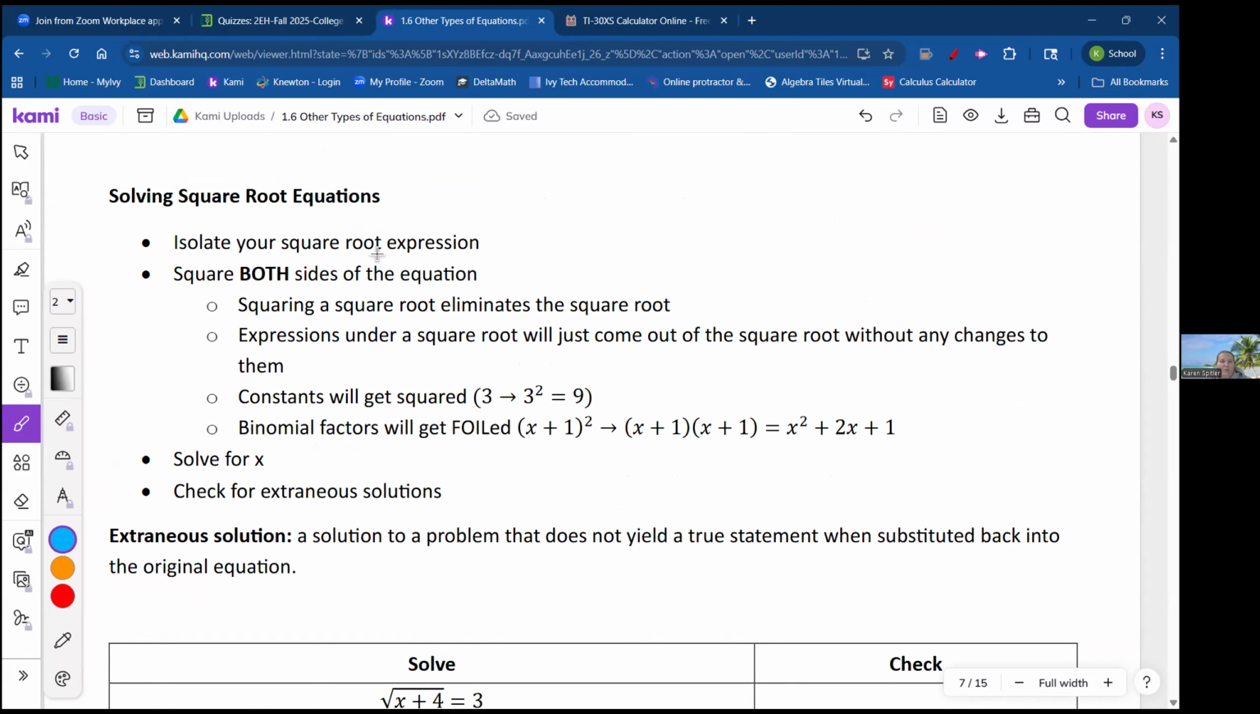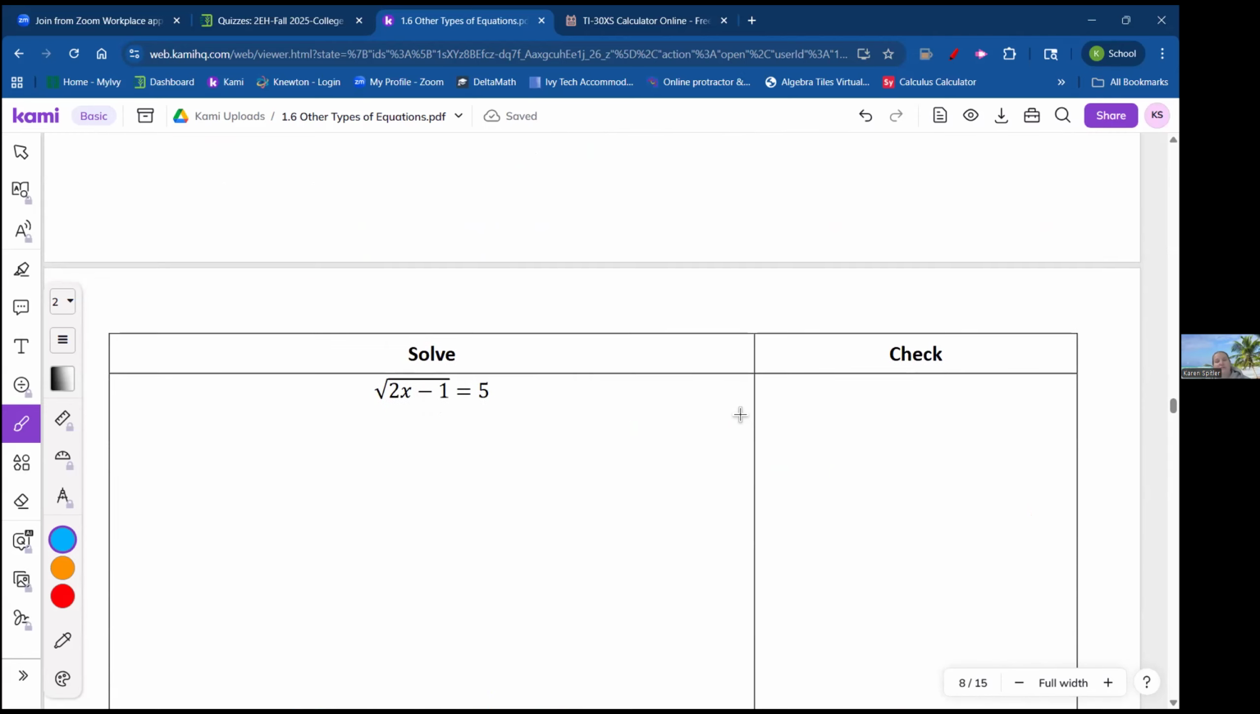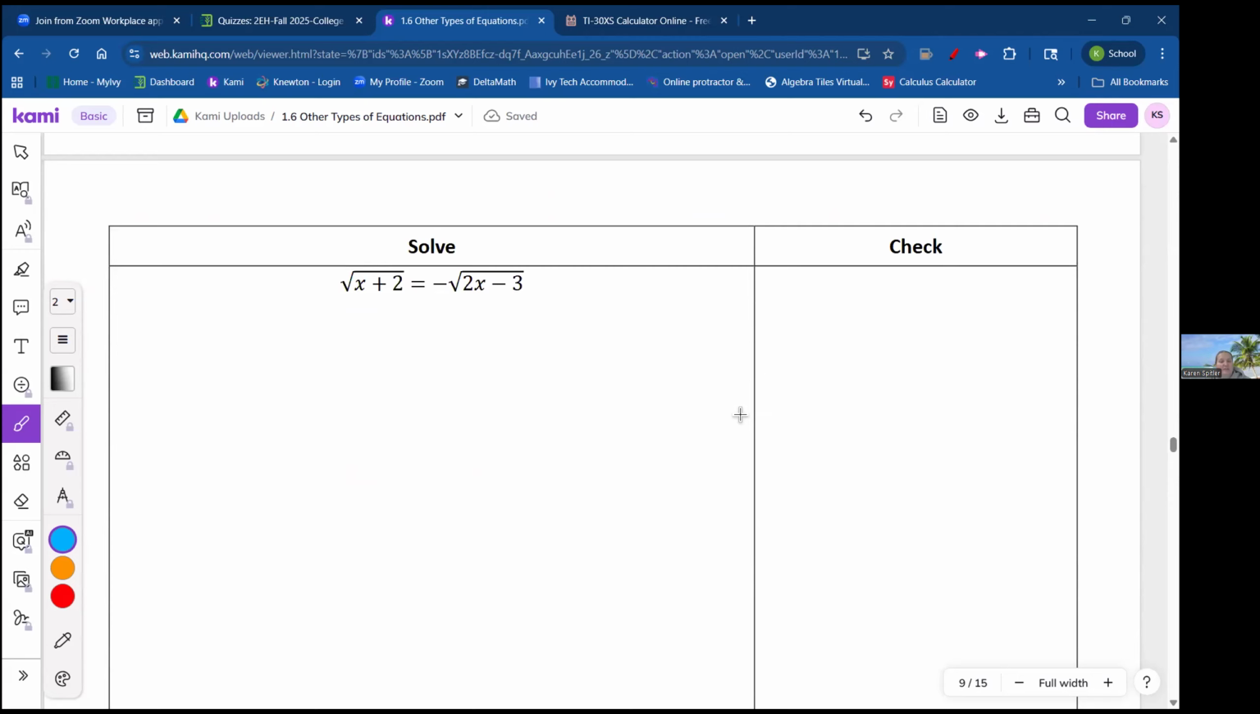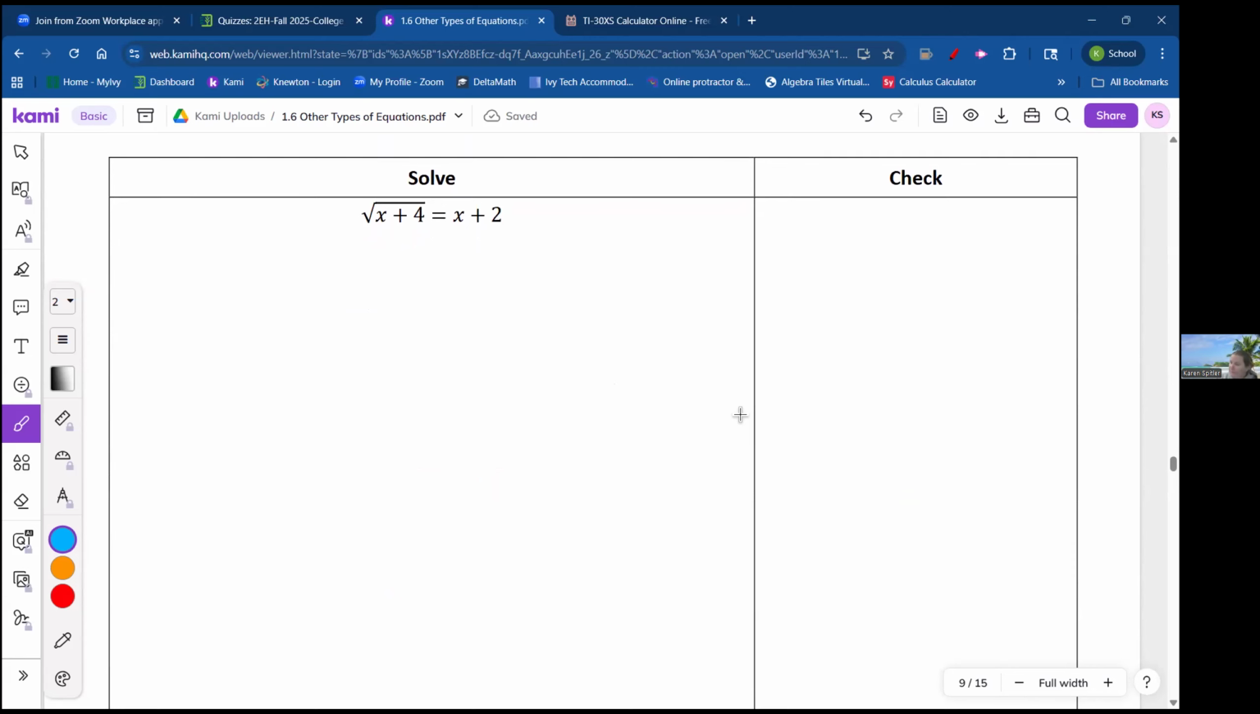So you're going to isolate your square root expression and square both sides. Squaring the square root eliminates the square root. Expressions under a square root just come out of the square root without any changes. Constants get squared. Binomial factors will get FOILed. You solve for x and then check for extraneous solutions. So these fun little boxes that we've had this whole time that say check, check, check, check, that's for these. Nope, I don't want to do that one. I want to do this one.